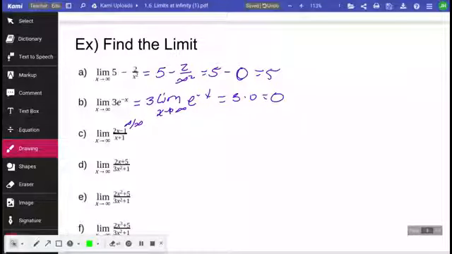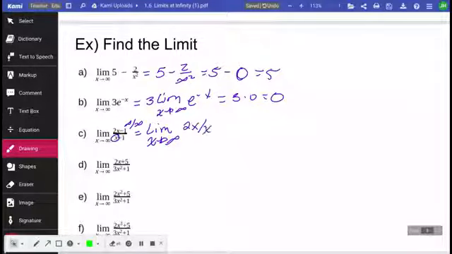What we're going to do is rewrite our limit, but every single term in the limit is going to be divided by the greatest power of x in the denominator. The greatest power of x in the denominator I have is x to the first power right there. So I'm going to divide everything by x to the first power.